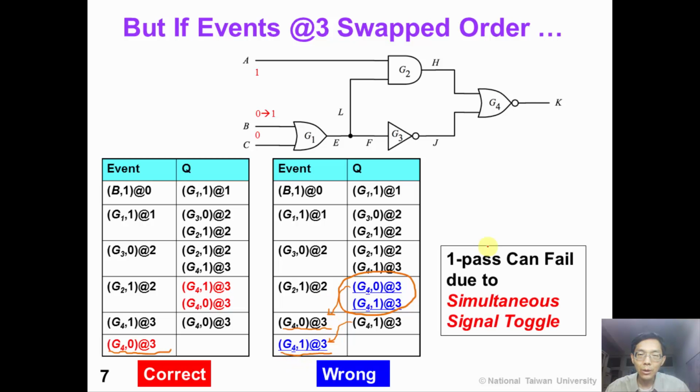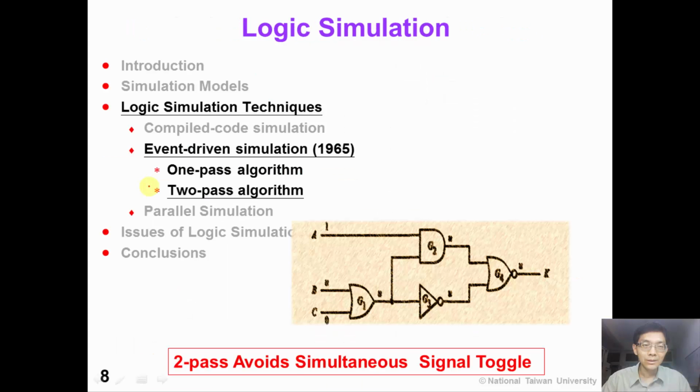This is a very bad algorithm because the correctness of the output depends on the event order. So the one-pass algorithm can generate a wrong output due to the simultaneous signal toggle. This is a very bad thing because we don't know the implementation of this queue. So we cannot guarantee the correct order of these 2 simultaneous signal toggles. So next, we will introduce the 2-pass algorithm, which avoids the simultaneous signal toggle problem.